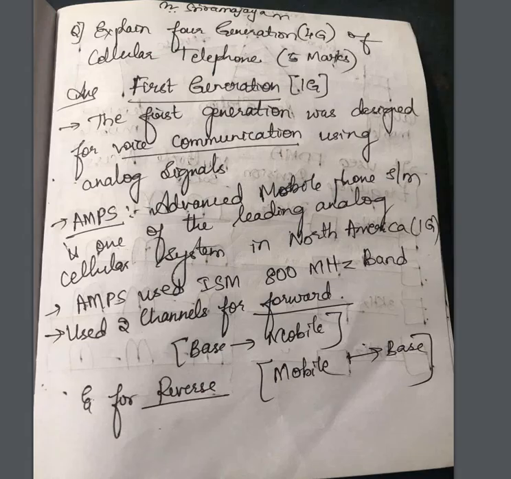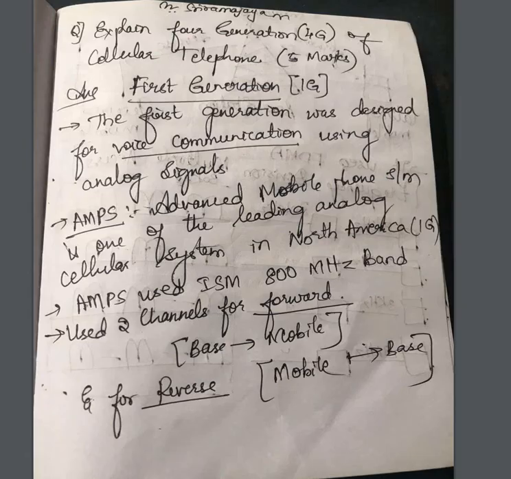First, it was designed mainly for voice communication, and it was completely about the analog signal. Secondly, the leading thing about the first generation is the Advanced Mobile Phone System, AMPS. This is one of the leading analog cellular systems in North America. That used the 1G. And one more thing is it used the ISM 800 megahertz band, and two channels were used, one for the forwarding purpose and one for the reversing purpose.